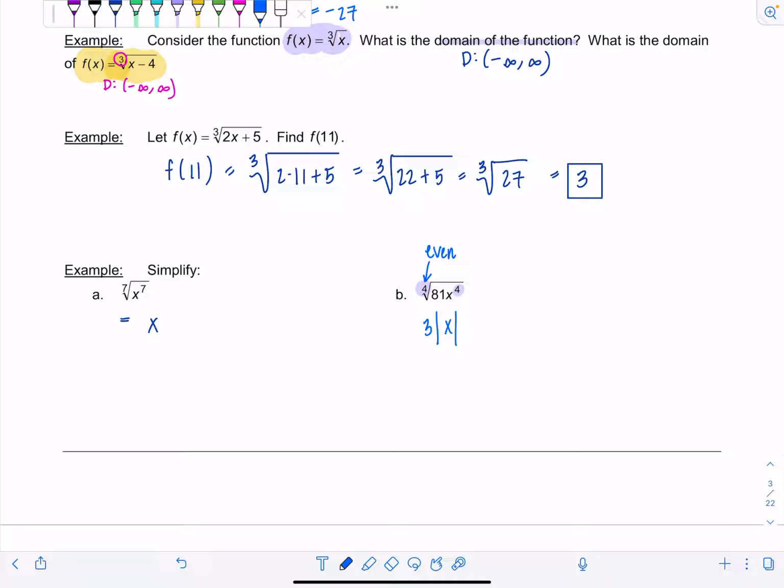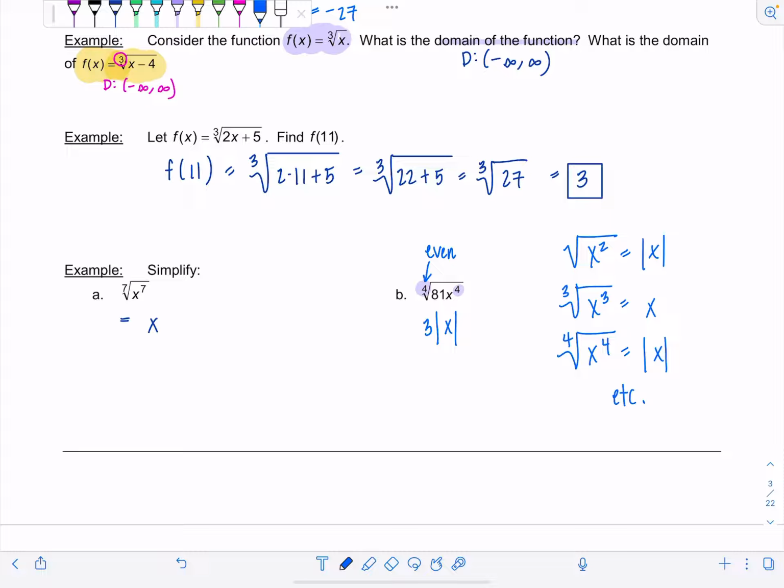Okay, so here's the main idea. Like if you have square root of x squared, that's absolute value of x. If you have cube root of x cubed, it's just x. 4th root of x to the 4th, absolute value of x, etc. So when the index is even, then you need the absolute value. But if the index is odd, then you don't.